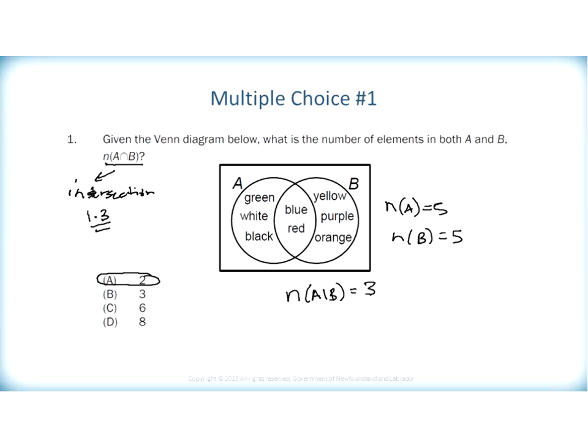And once again, they could ask you the number of elements in A union B. If they ask you the number of elements in A union B, that's 1, 2, 3, 4, 5, 6, 7, 8. So these are the types of questions they could ask you based on a Venn diagram.